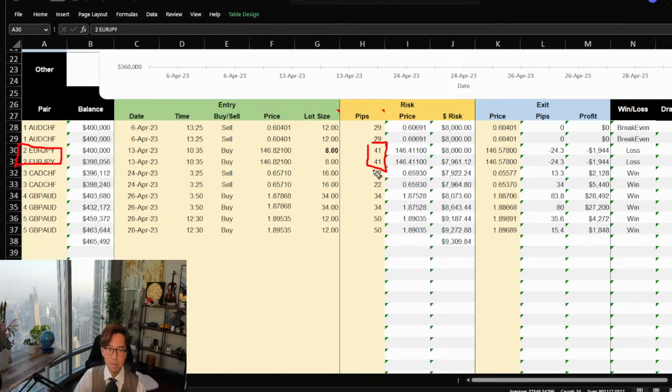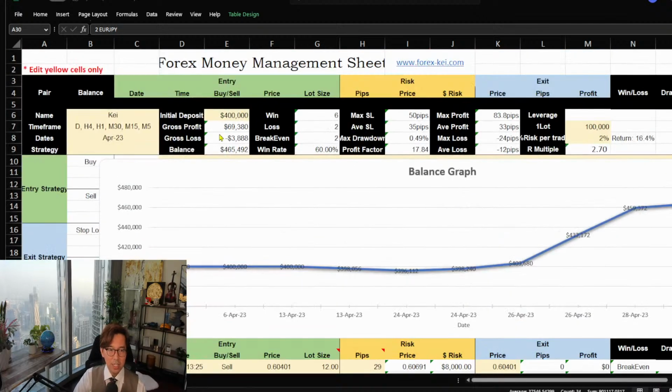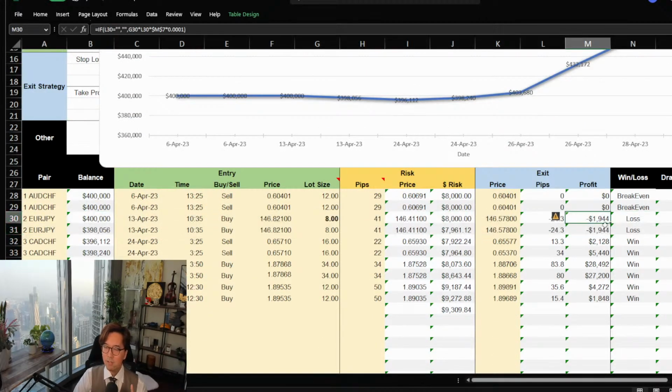So 41 pips, less than 2%, and I took lot size 8 times 2. But I could take like a 10 lot times 2 to make it 2%. But in this trade, I lowered the lot size and I lost it. I lost the trade, and drawdown was around 1% of my account, which is 400,000. And this was the only loss I had. That's one of the reasons why my drawdown is really small.